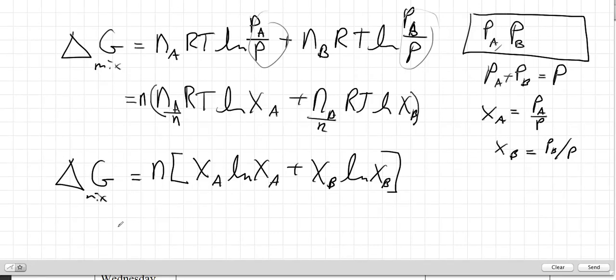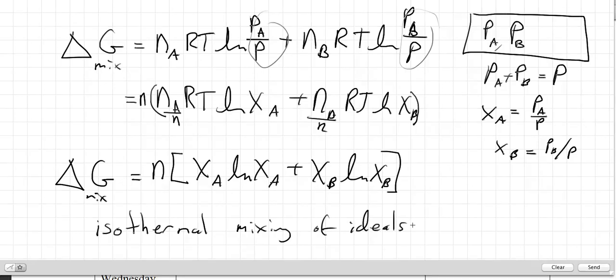Okay, and let's remind ourselves what we were deriving here. This is isothermal mixing of ideal gases. And not just that, the initial pressure was the same. Okay, their final partial pressures were not the same, right?